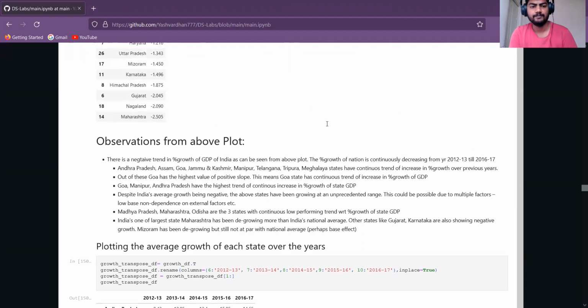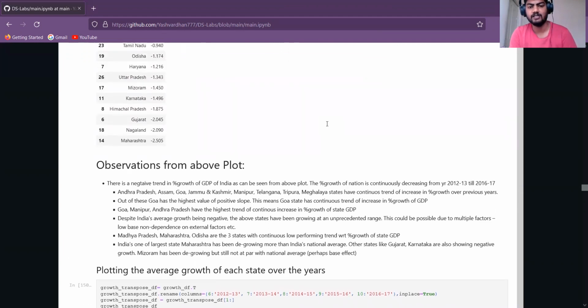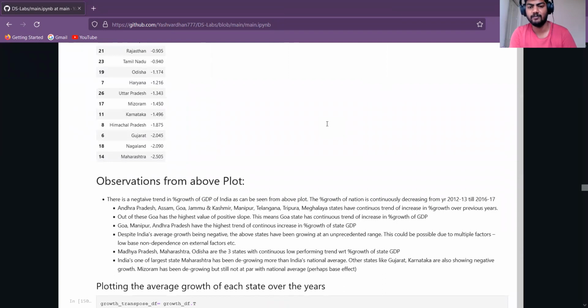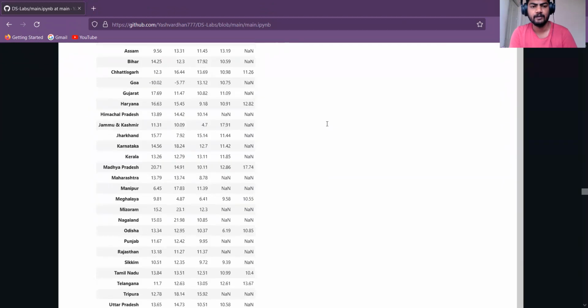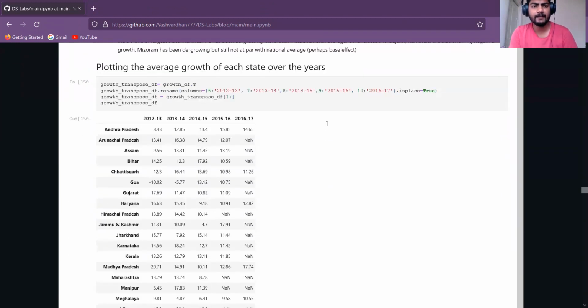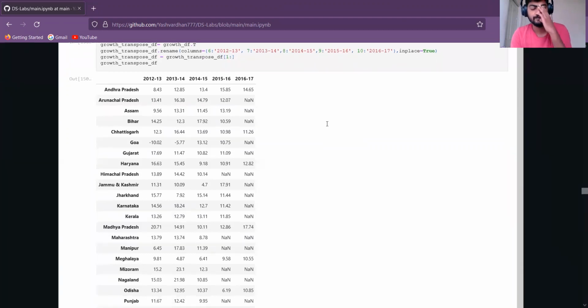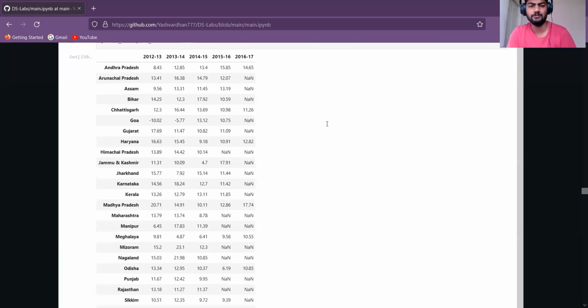Similarly, Madhya Pradesh, Maharashtra, Odisha are the three states with a continuous low performing trend with respect to the growth percentage of the state in GDP. Now, we calculate the percentage average growth of each state over the years, for the year 2012 to 2013, similarly for 2013 to 2014 till 2016 to 2017.